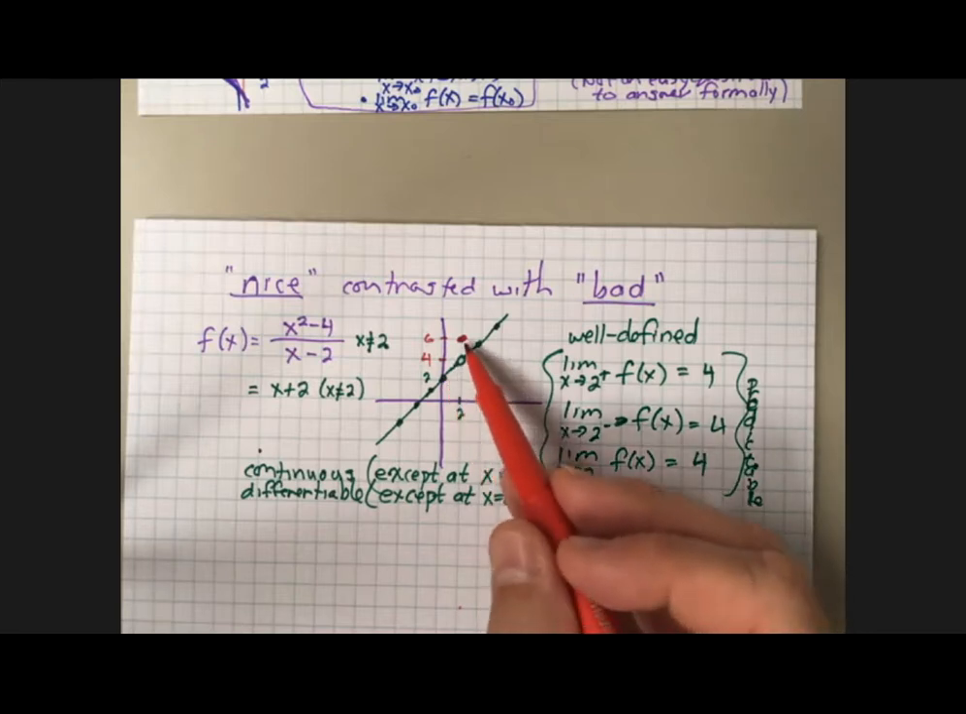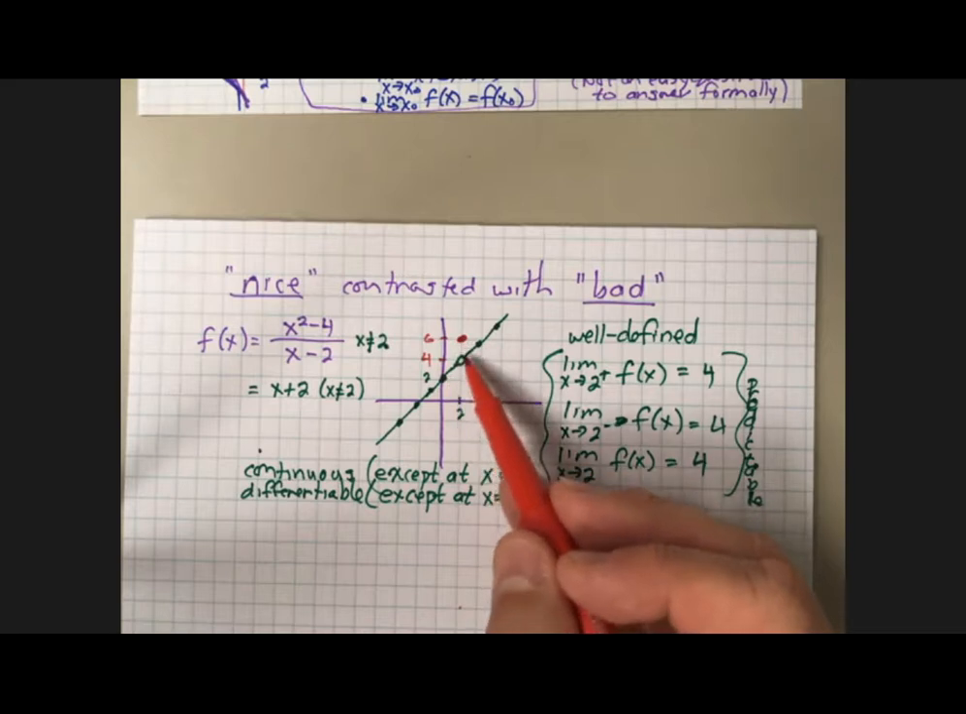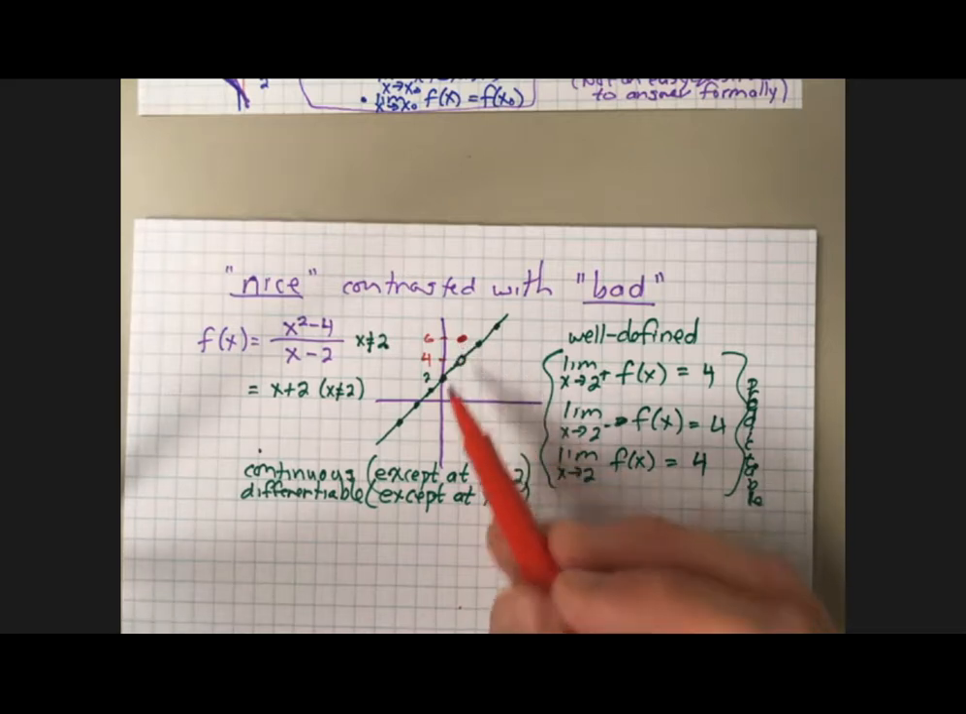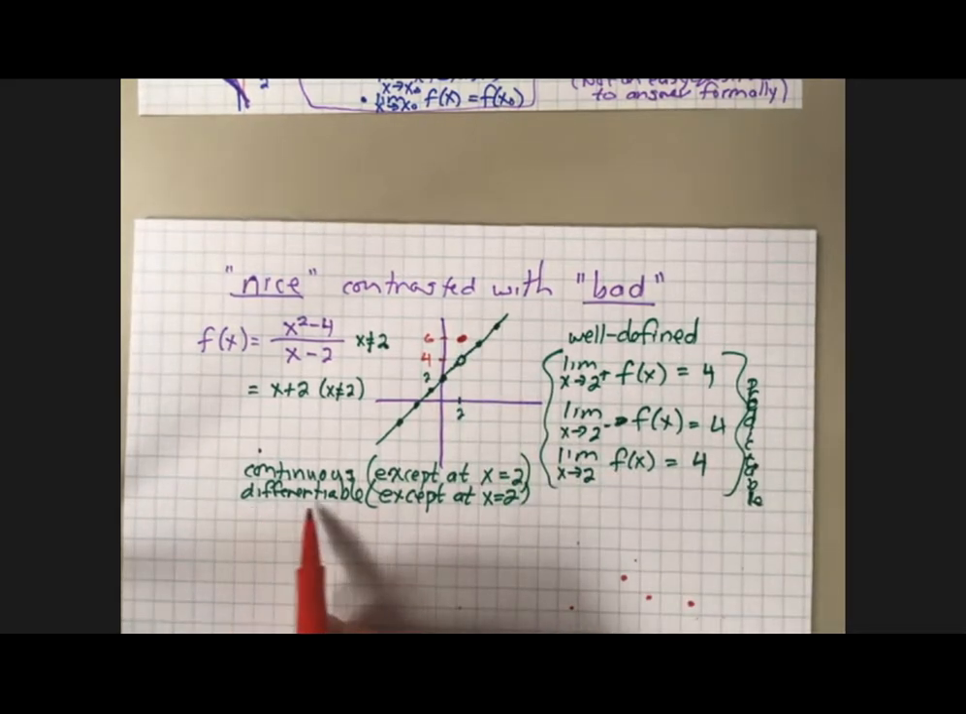Now I have a limit. Now I have a value. I have a prediction and a value, but the prediction as I approach 2 does not match the value at 2. And again, this function is not differentiable.